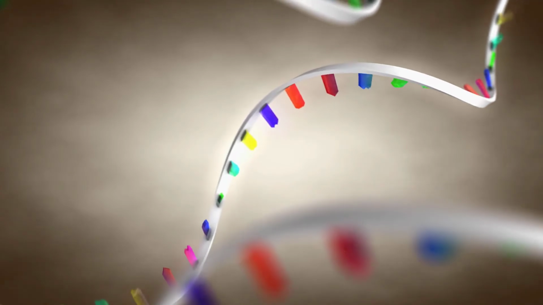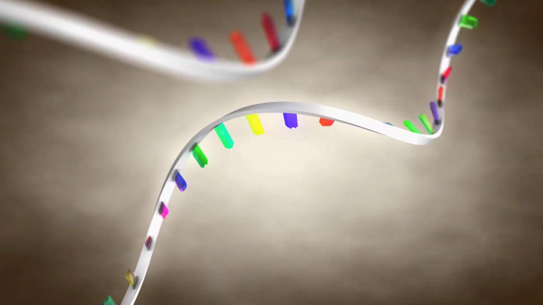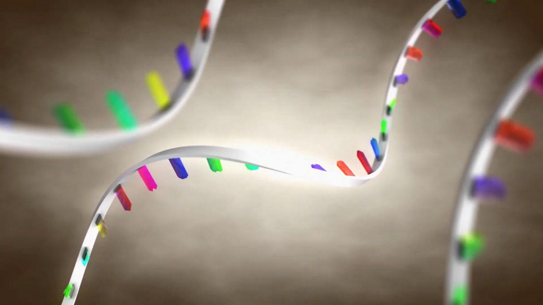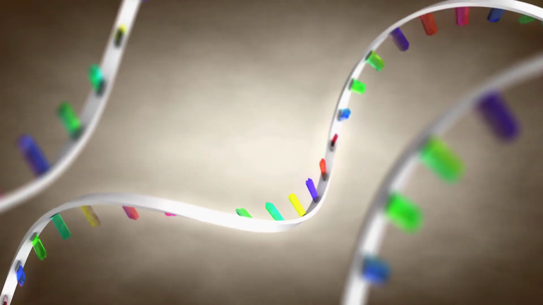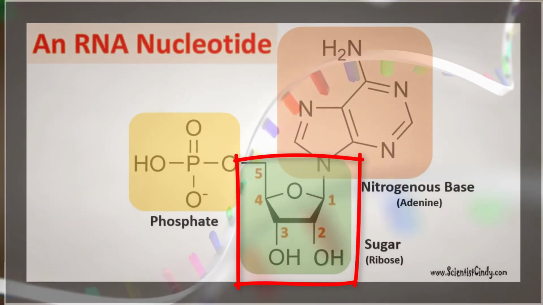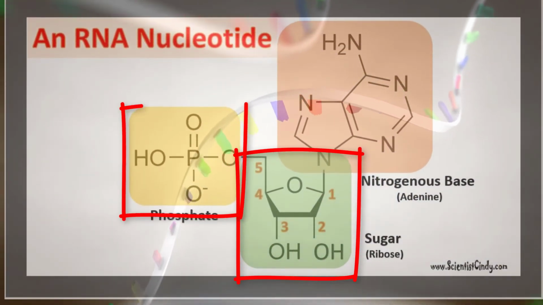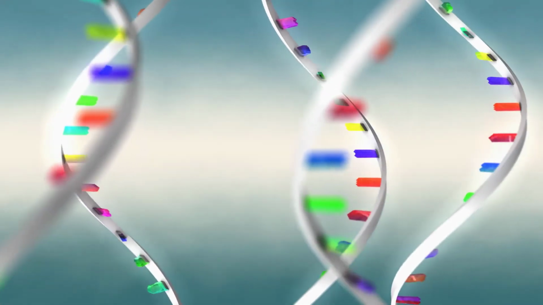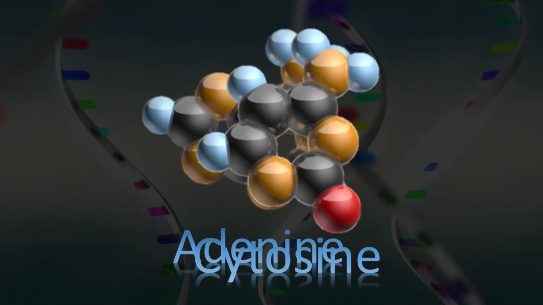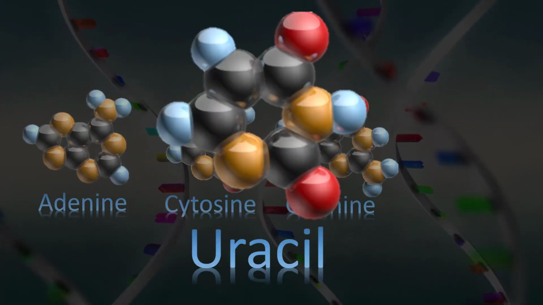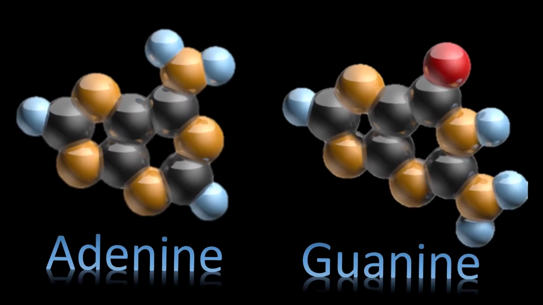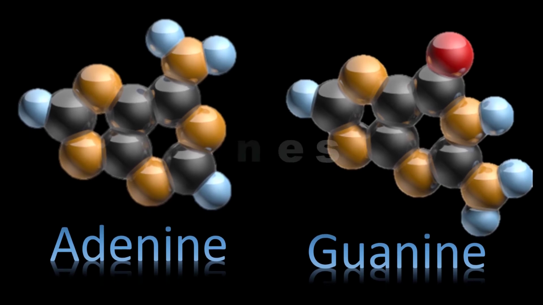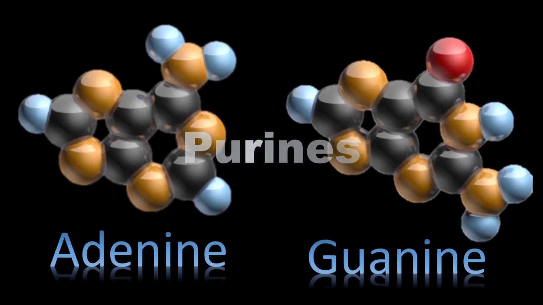Ribonucleic acid, or RNA, is a ribose-containing nucleotide that helps to manifest the genetic code as protein. RNA contains ribose, one phosphate group, and one nitrogen-containing base, but the choices for the bases of RNA are adenine, cytosine, guanine, and uracil. The nitrogen-containing bases adenine and guanine are classified as purines.